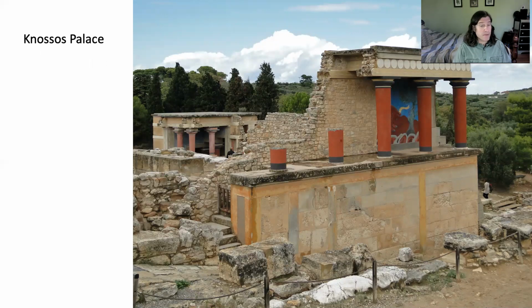Knossos had maybe 40,000 people, something like that. So a very large city by the standards of the ancient world. And what we're looking at right here is a partial reconstruction of the palace at Knossos. Now, this is not the only such Minoan palace.